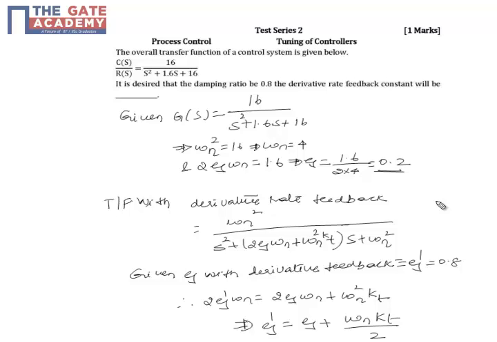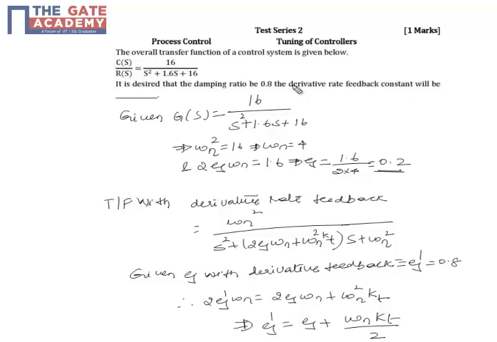So the next question, which is asked in test series 2 from the subject process control, is 1 mark. Go through the question. The given transfer function of a system is 16 by s square plus 1.6 s plus 16. With this system we need to get a damping ratio of 0.8 when we are adding a derivative rate feedback for this system.